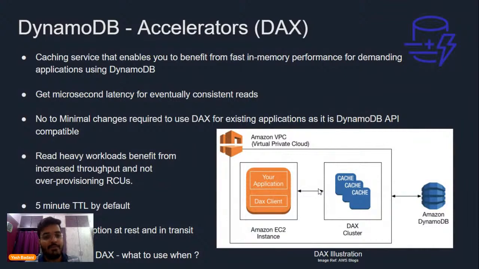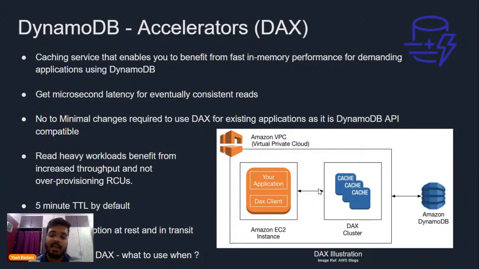But what if I want my data in a faster manner, right? I want my data in microseconds. So DAX, the DynamoDB Accelerator, gives you microsecond latency, at least for the eventually consistent reads, which is the fastest read that I can have in DynamoDB. Let's say your applications are quite demanding and they want to read a lot of data from DynamoDB. DAX is something that you need to use. DAX also helps you avoid over-provisioning your RCUs, right? So if you are reading a lot of data, DAX will be used directly rather than using your DynamoDB itself.